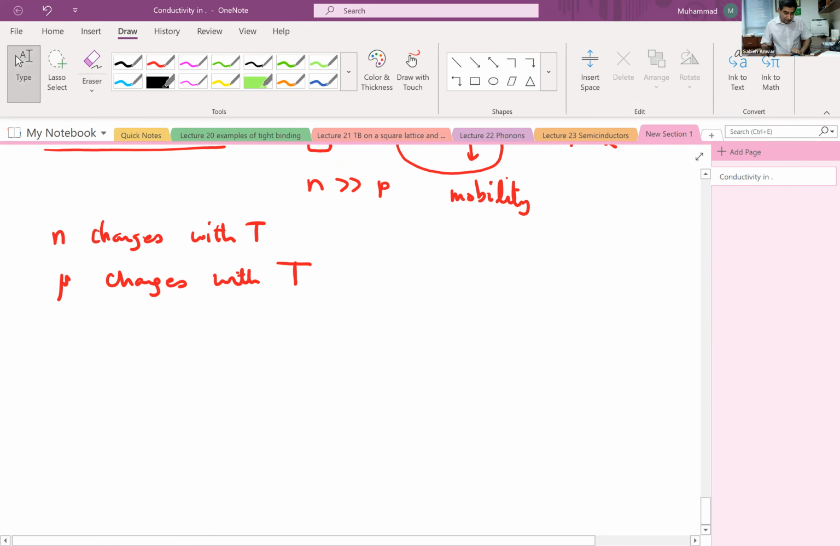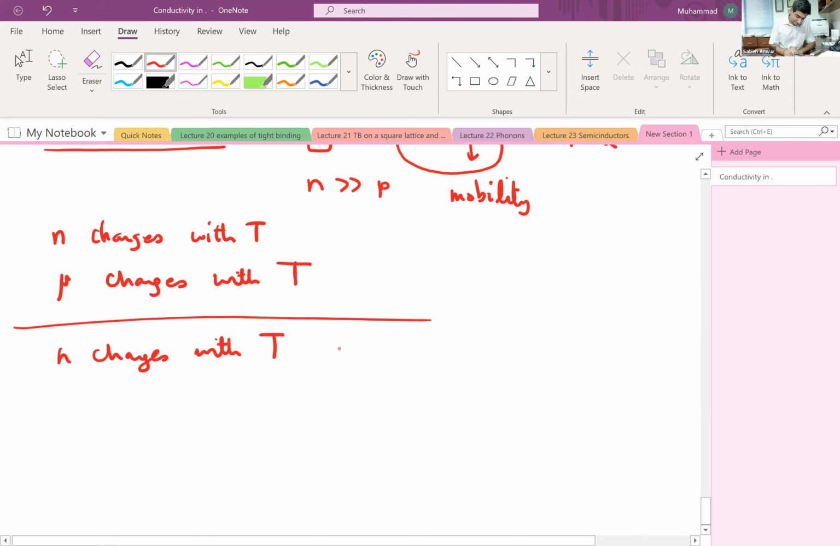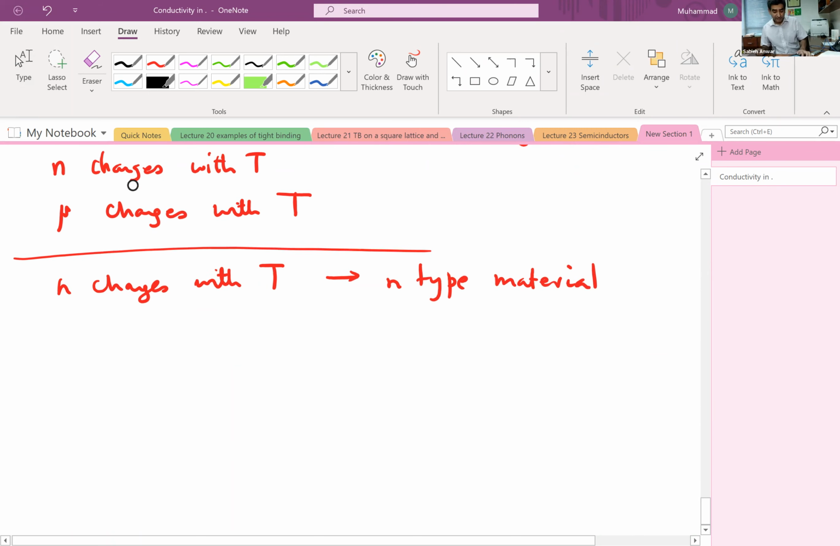All right, so now I would like to see how N changes with T. I'm going to focus my attention on N-type material for simplicity. I could also focus my attention on a P-type material. The results are going to be exactly analogous. So let me draw the band diagram first.